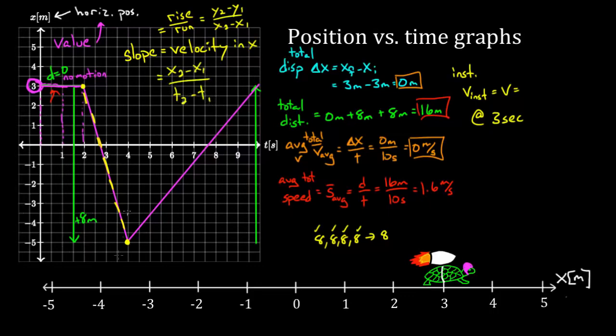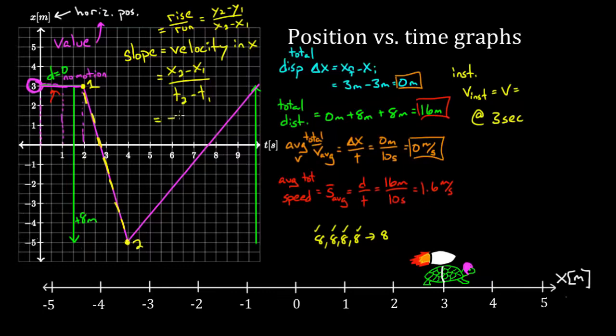All right, so how do we do this? Well, this is point 2, this is point 1. How do you know? How come this isn't 2 and that's 1? The point further in time is the one you choose as the second point. So at 4 seconds and -5 meters, that's our point 2. All right, so x2, that would be -5, because I just read my graph at point 2.